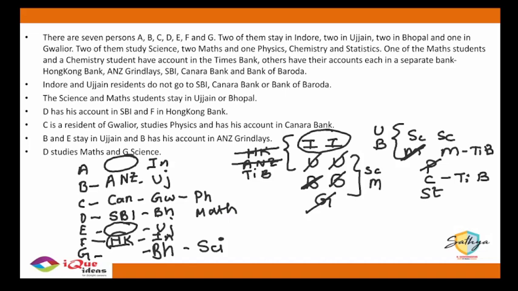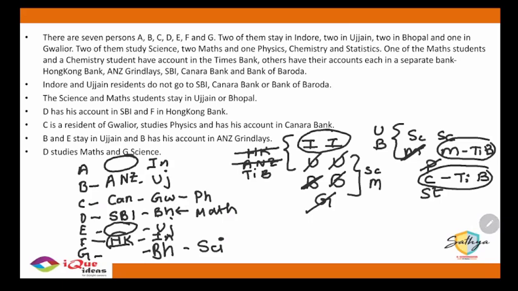Why would A and E be Times? Because A is in Indore. But I already okay. A and E, they are Times studying कैसे? Chemistry and one is studying maths. It's in the second line of the paragraph. Right? So one of the maths and one of the chemistry students are in the Times Bank. Now एक मैथ्स वाला तो मुझे मिल गया, भोपाल में है. Who is the other one?